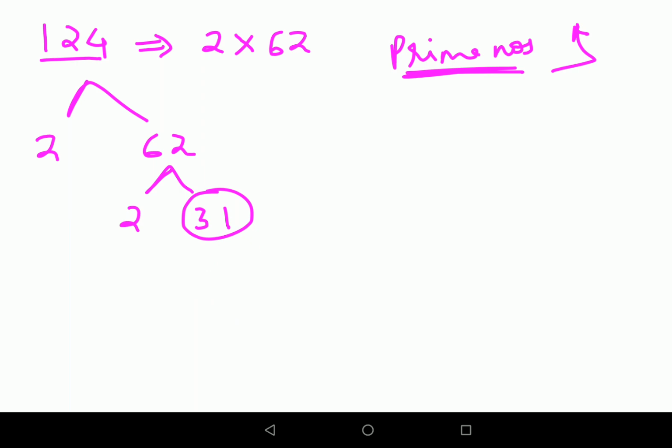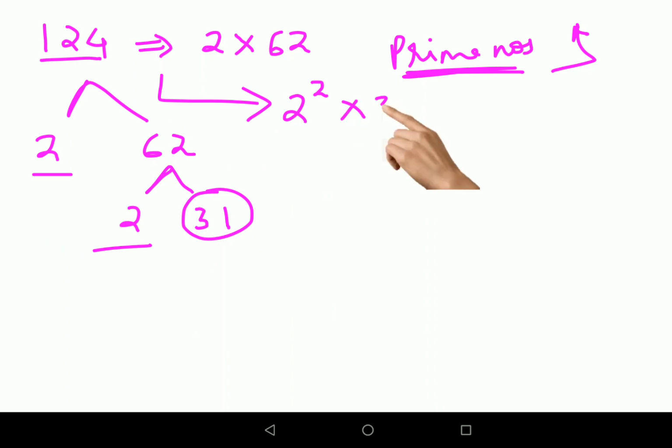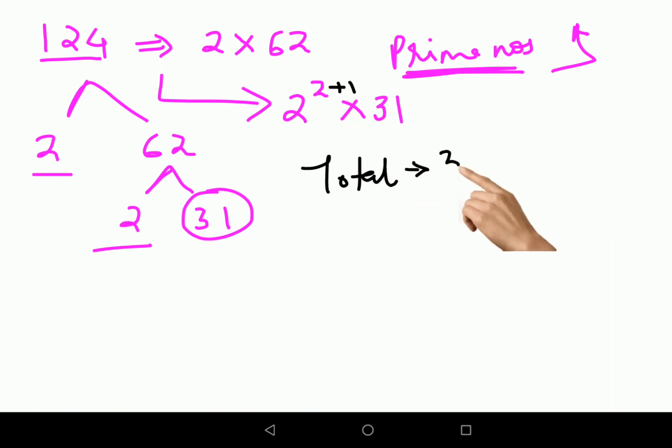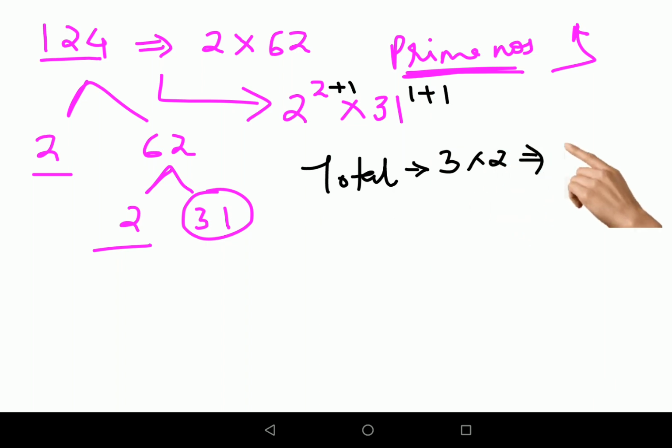So your factors come out to be 1, 2, and there are two twos, so we'll get 2 raised to 2 into 31. Now in order to find the total number of factors, what we'll do is 2 plus 1 will get you 3, and 1 plus 1 will get you 2. So your total number of factors is 6.